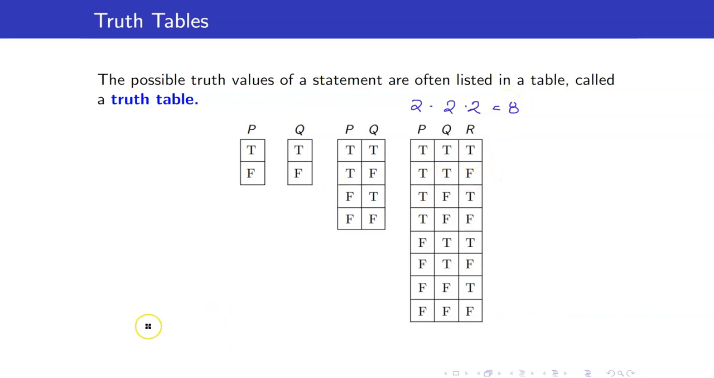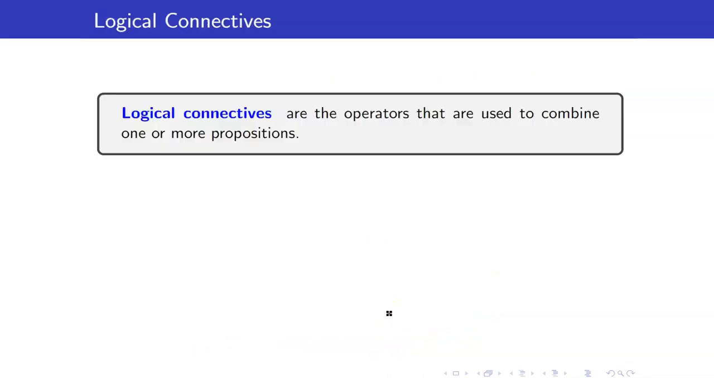So in general, if you have n propositions, how many rows should you have? You should have 2 to the n rows. That will tell you the number of possibilities. Propositions are just like numbers. You can combine them. So to combine propositions, we use logical connectives. Logical connectives are operators that are used to combine one or more propositions.